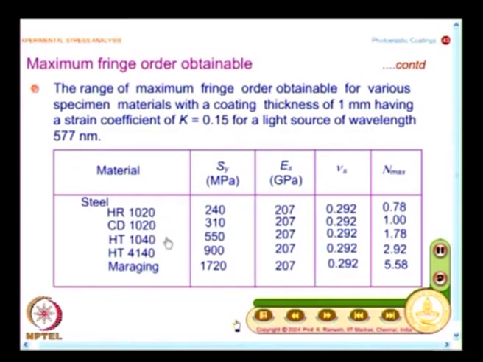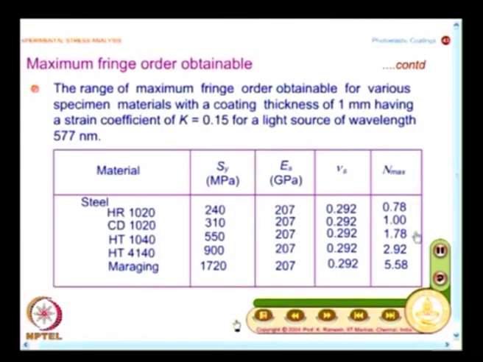And what you need to look at here is, I have the yield stress tabulated here, and the yield strength is increasing, and for HR 1020 steel, the maximum fringe order obtainable is only 0.78, whereas on a maraging steel it is about 5.58. So, if I am working on high strength alloys, it will be very similar to what I see in the case of transmission photoelasticity. I will see rich colors, but a thumb rule is, if you see rich colors, you have very high values of stress. You should never forget that.